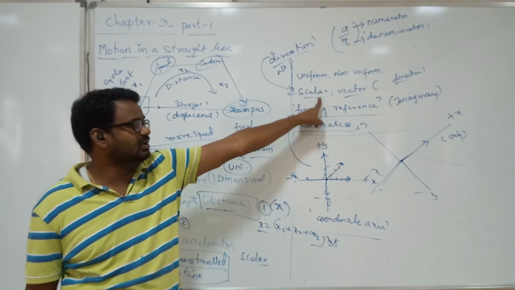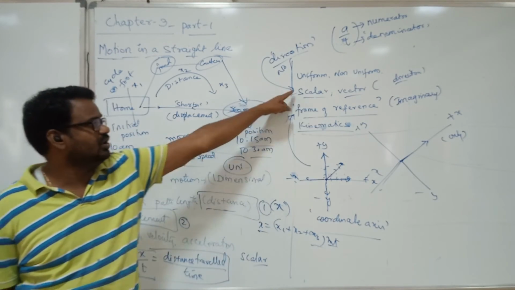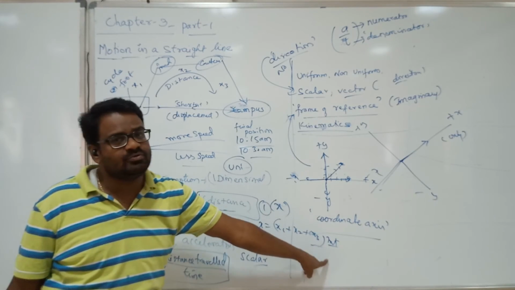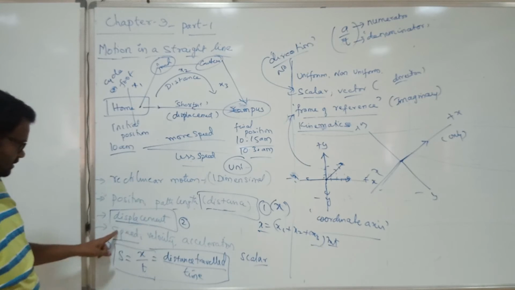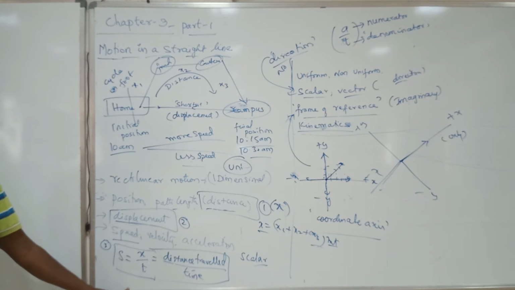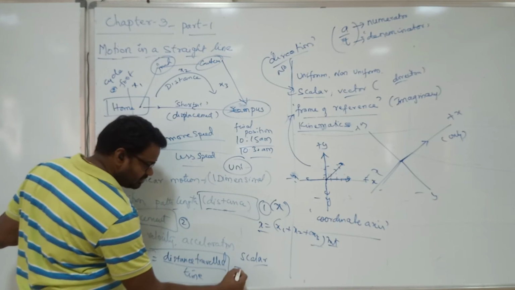Dimensional formulas we'll learn later. In the previous chapter we learned about scalar and vector. Now, distance is a scalar quantity. Distance is expressed in what? In the SI system, it is expressed in meters. Now, speed is distance by time. Distance is a scalar, so speed is a scalar quantity. Now, what are the units of this one?